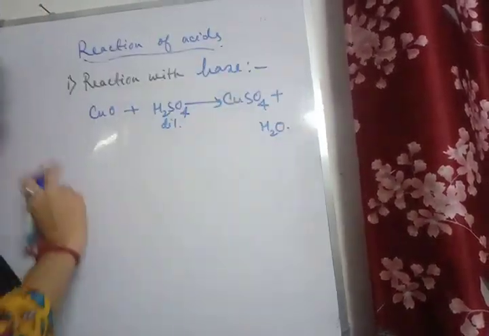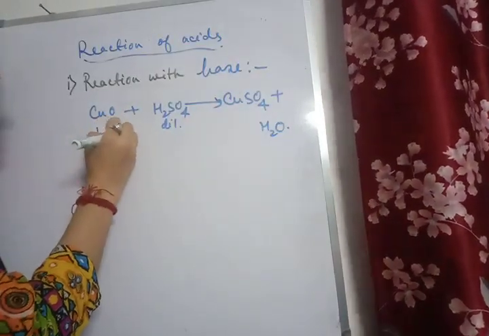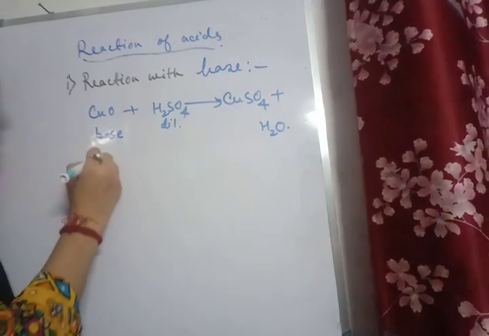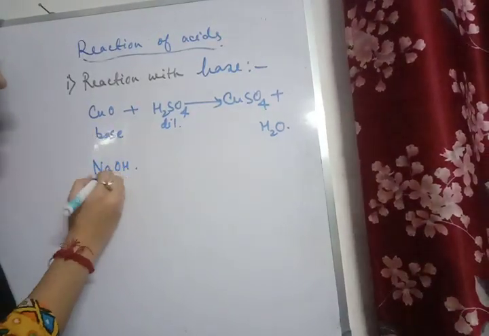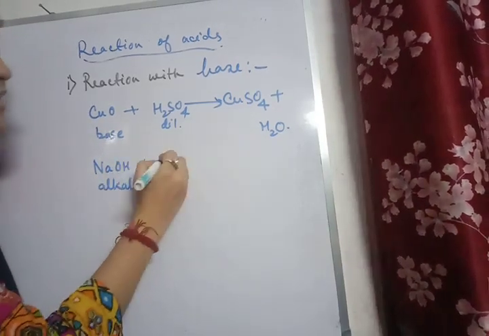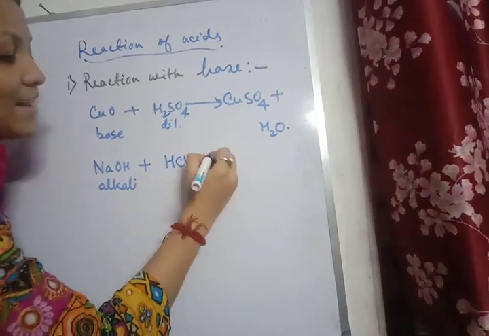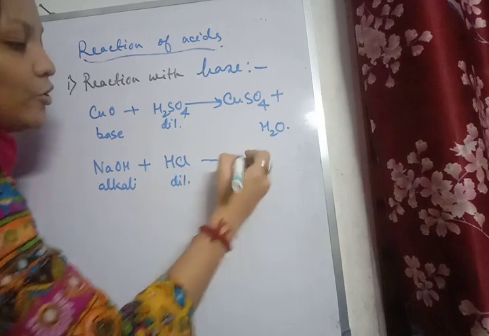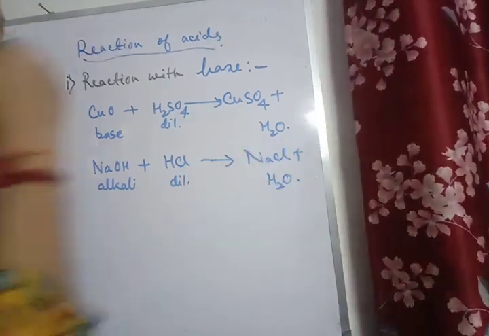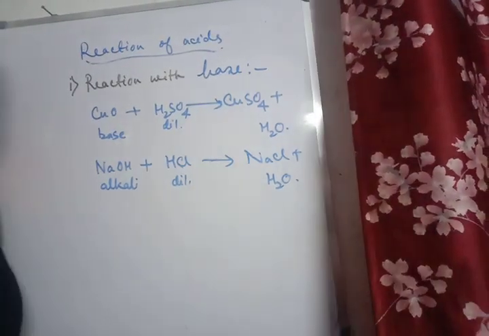Now this type of reaction is known as neutralization reaction. It's a base. Now copper oxide is black in color and copper sulfate is a blue colored solution. NaOH is an alkali. Alkali is nothing but a water soluble base. NaOH reacts with dilute HCl to form salt and water again, NaCl and H2O. Okay.